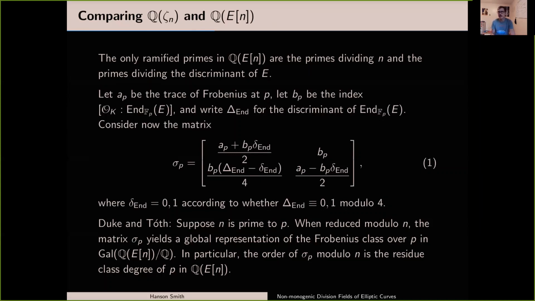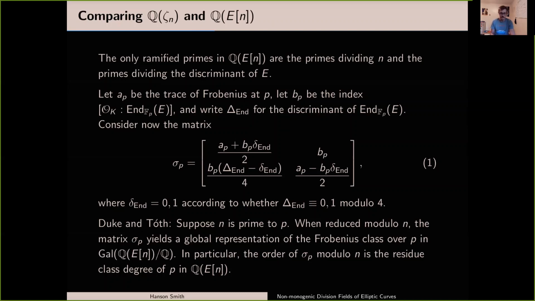And I guess one thing I should have mentioned here, I keep saying residue class degree and splitting being kind of like the same information. Both these number fields are Galois. So the n-torsion field of an elliptic curve is Galois, and the n-cyclotomic field is Galois.